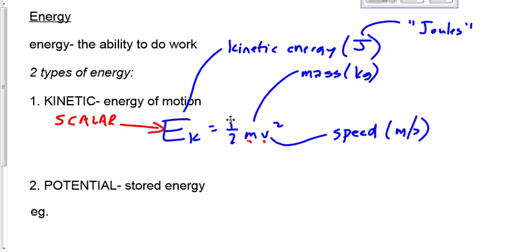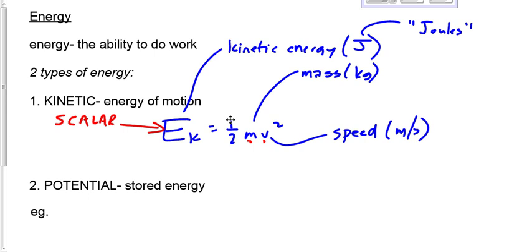Now, potential energy, there's all kinds of different types of potential energy. We'll talk about a couple of them in Physics 20, but there's even more than those two types of potential energy. What's one type of potential energy? One type of stored energy. I gave you one already, whether you realize it or not.